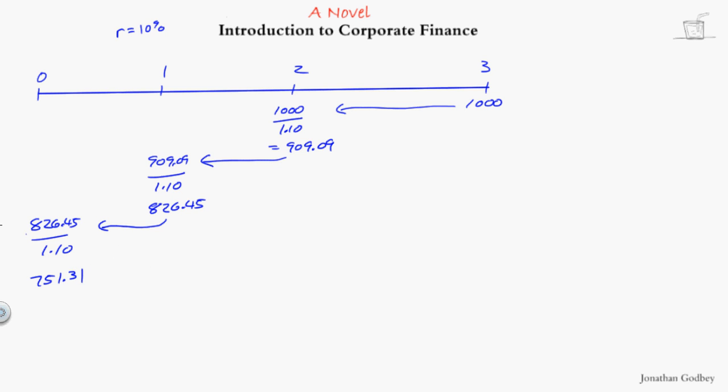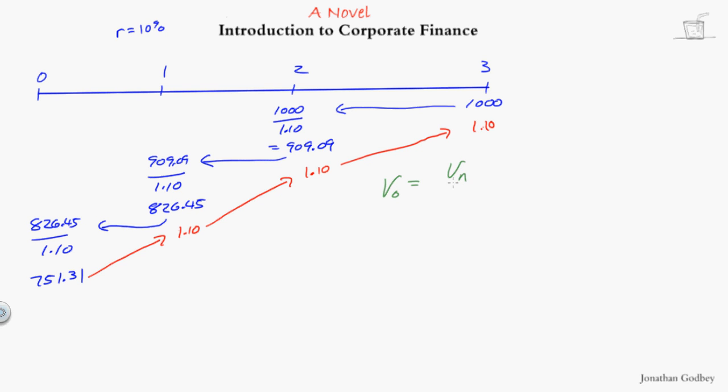$751.31. So what happens when, and to me it's easier to see the money going forward. So I have the $751.31, multiply that times 1.1, you get $826.45. When you take that $826.45, multiply by 1.1, you get $909.09, multiply that by 1.1, you get 1,000.